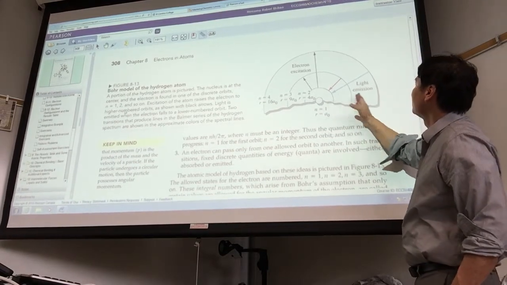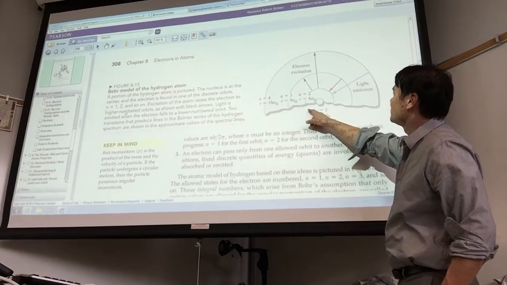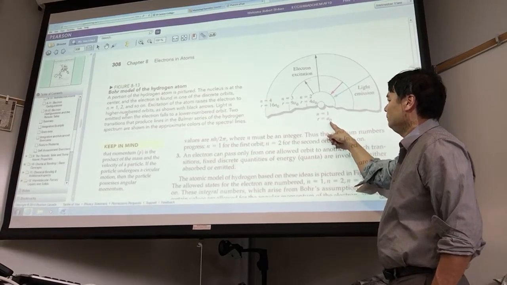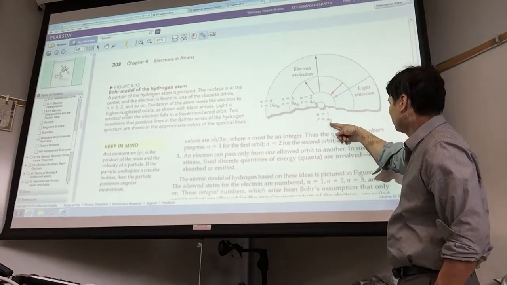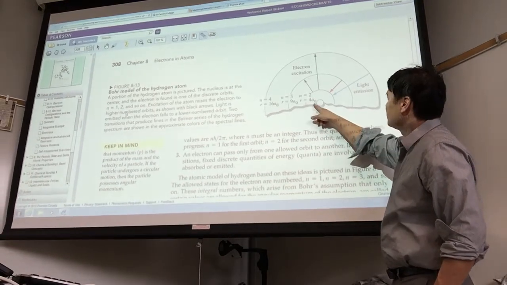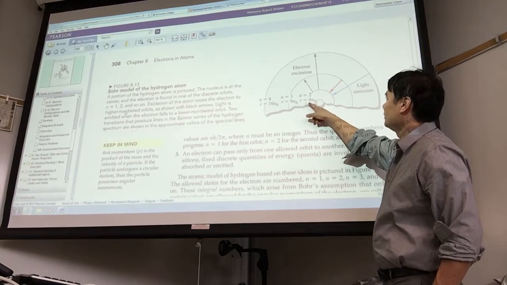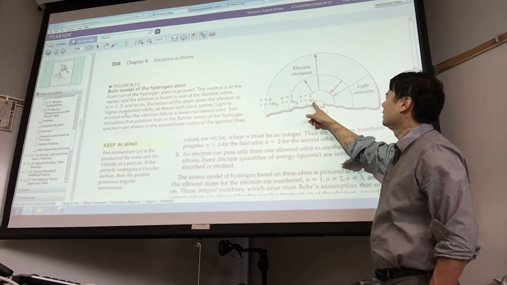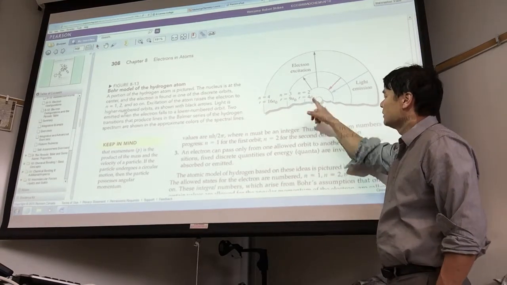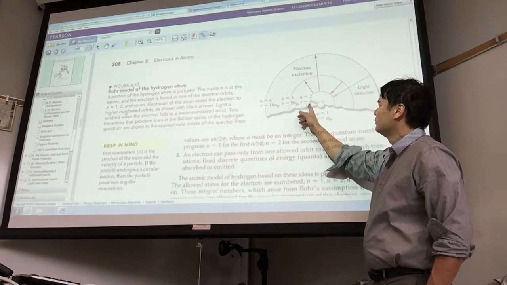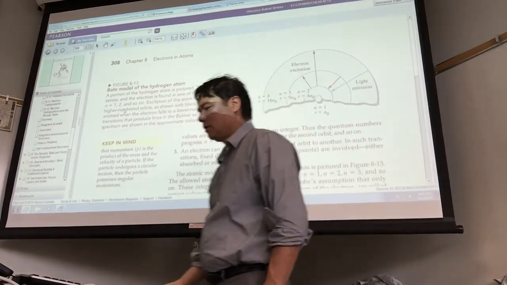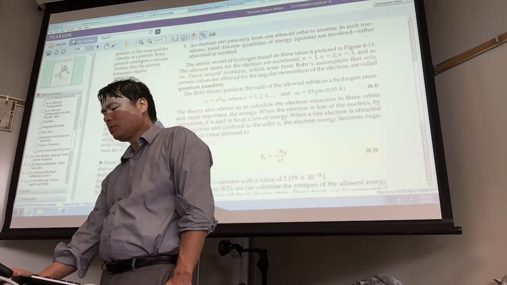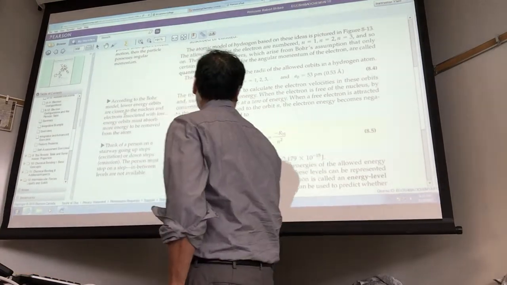Although this is not to scale, the first orbit is given by a naught, which is about 53 angstroms. Then the second one, you'll see the pattern, is n squared a naught, or n squared R, actually R1, R0, excuse me. Then it goes on, so 4, 9, 16. That's the model.